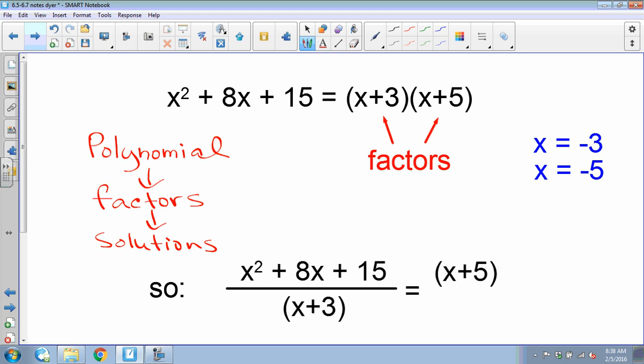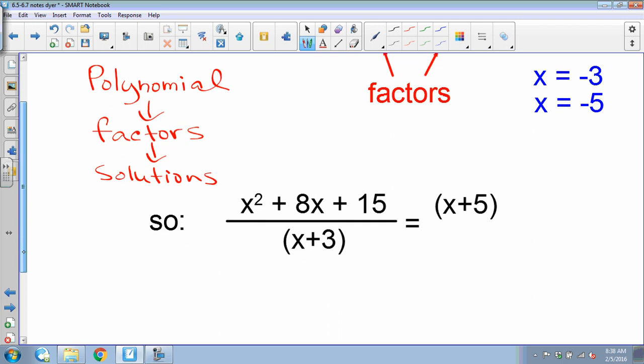At the end of chapter 6, we're going to be able to go backwards with that also. They'll give us the solutions. Given the solutions, we'll write the factors, and then we'll multiply those factors and get the original polynomial. You need to be able to go back and forth between those 3. And in order to do that, you have to truly understand what they are. Okay? And so that's what I'm going to attempt to try to help you do.